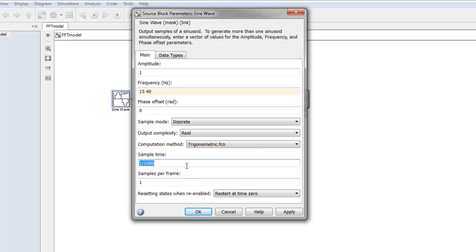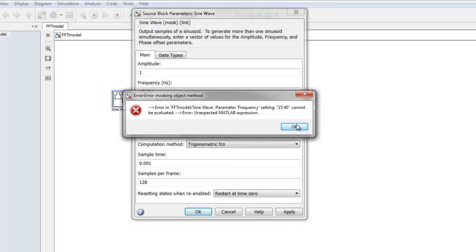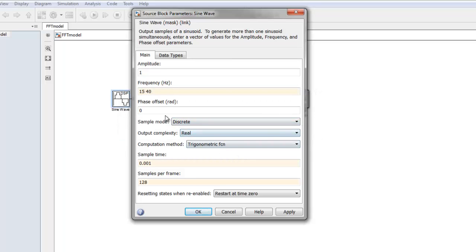Samples per frame, sample time will be 0.001. Samples per frame will be 128. Okay, and apply. Computation method, real.